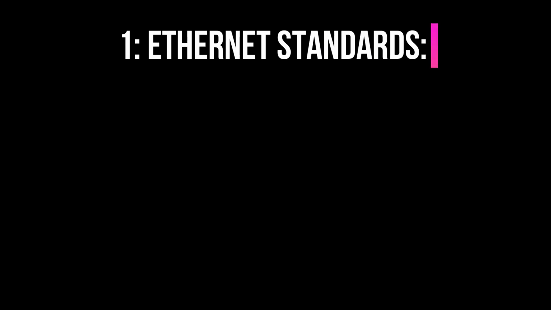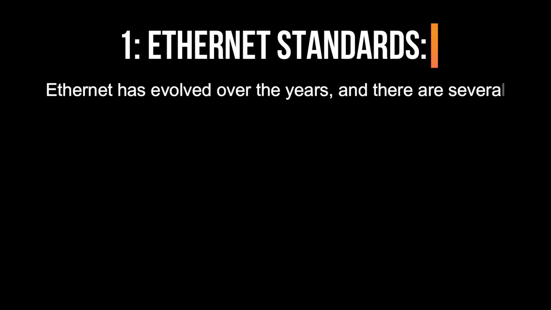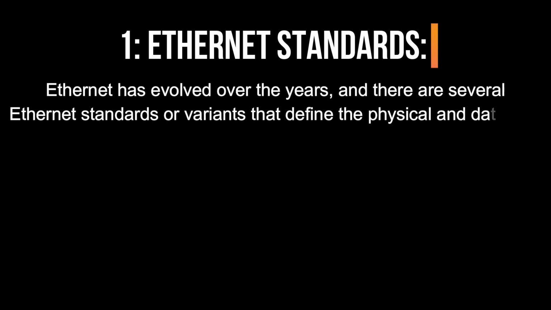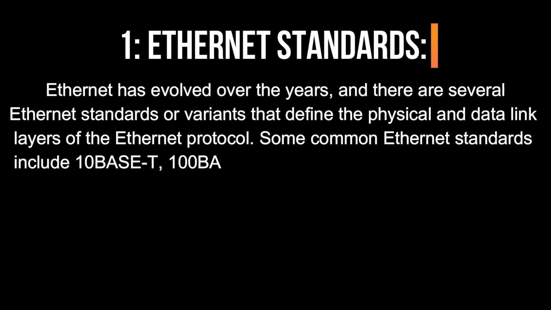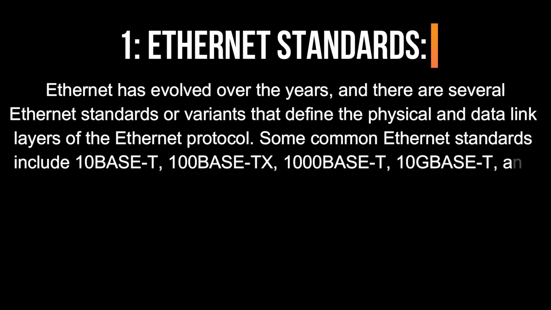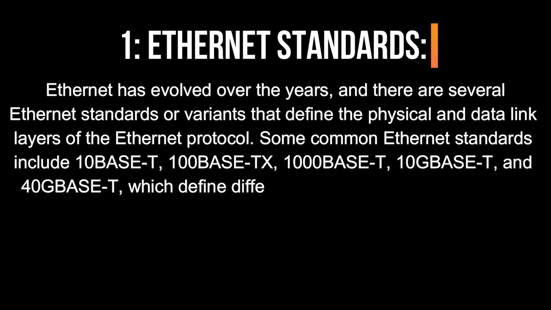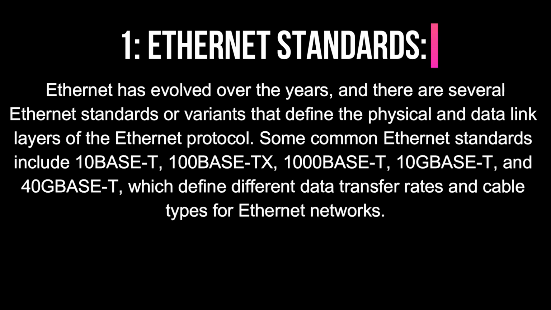1. Ethernet standards. Ethernet has evolved over the years, and there are several Ethernet standards or variants that define the physical and data link layers of the Ethernet protocol. Some common Ethernet standards include 10BASE-T, 100BASE-TX, 1000BASE-T, 10GBASE-T, and 40GBASE-T, which define different data transfer rates and cable types for Ethernet networks.